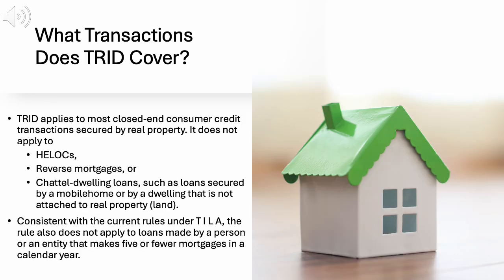What transactions does TRID cover? TRID applies to most closed-end consumer credit transactions secured by real property. It does not apply to HELOCs, reverse mortgages, or chattel dwelling loans, such as loans secured by a mobile home or by a dwelling that is not attached to real property land. Consistent with the current rules under TILA, the rule also does not apply to loans made by a person or an entity that makes 5 or fewer mortgages in a calendar year.